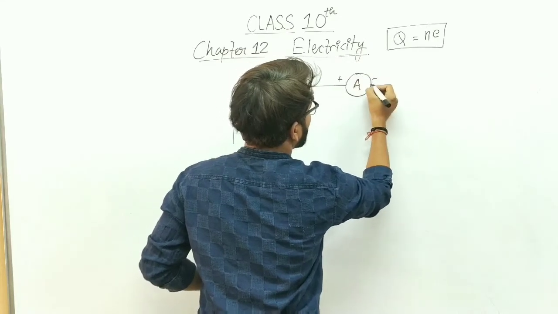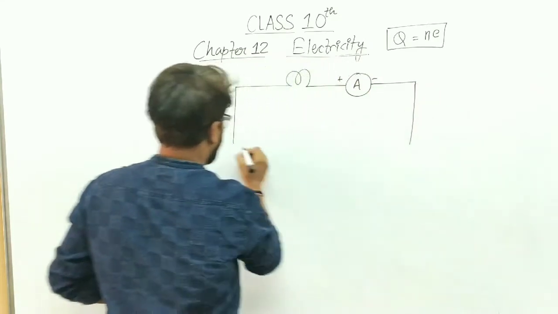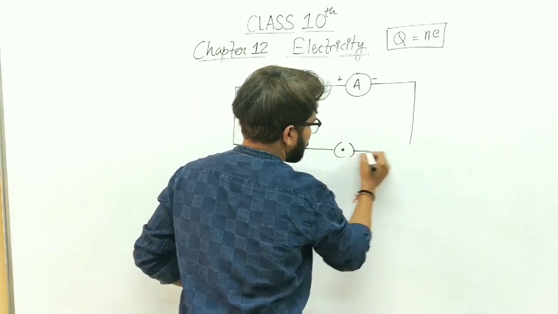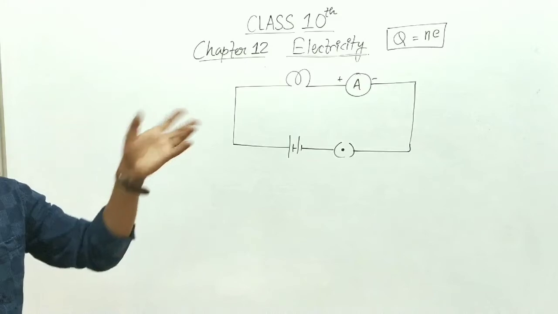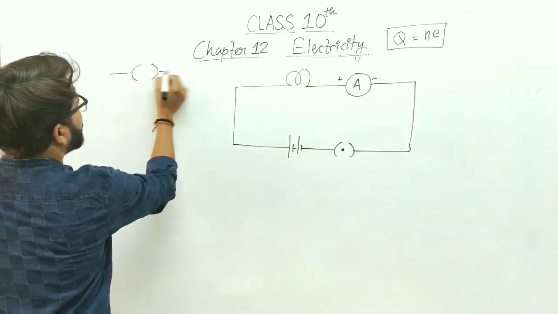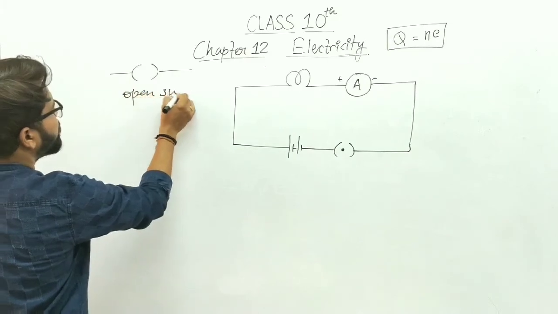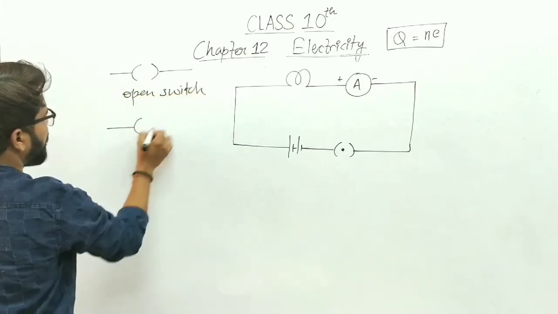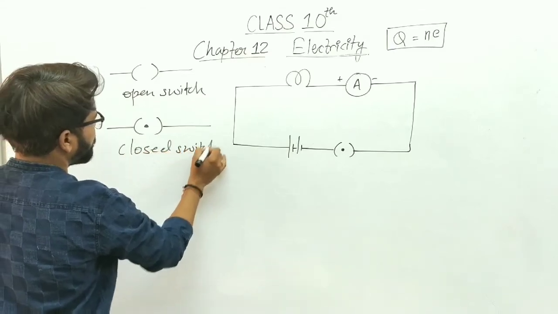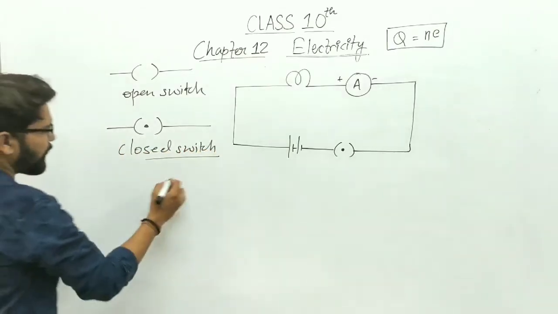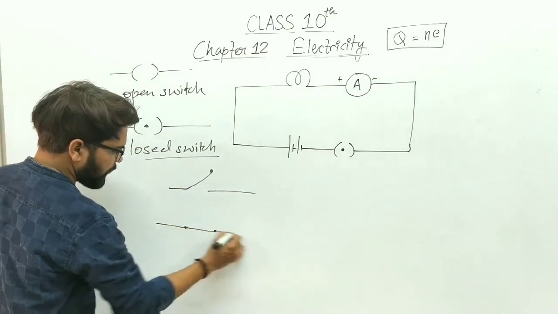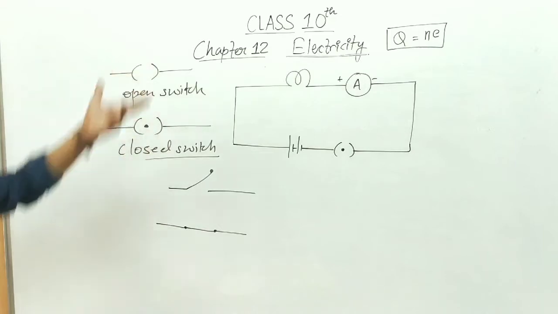It is an ammeter, and here a battery, here a switch. Oh sorry, I didn't mention the open switch and the closed switch. This is your open switch, and this is your closed switch. Somewhere in other books it is mentioned in this way also. This is the open switch and this is the closed switch. You can use any one of them. I am using it in this way.